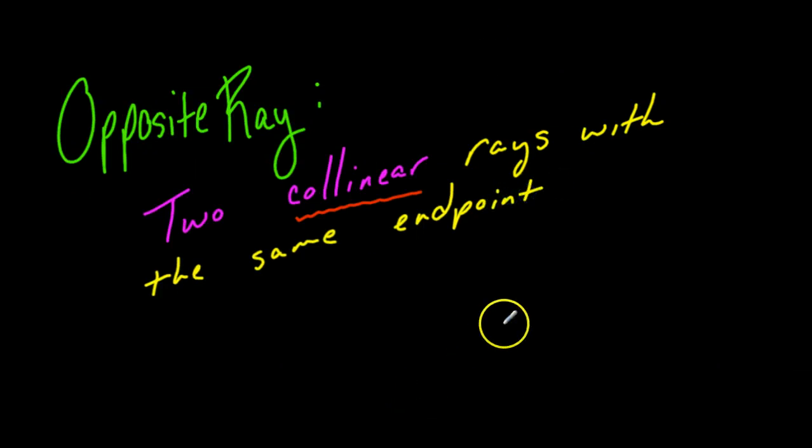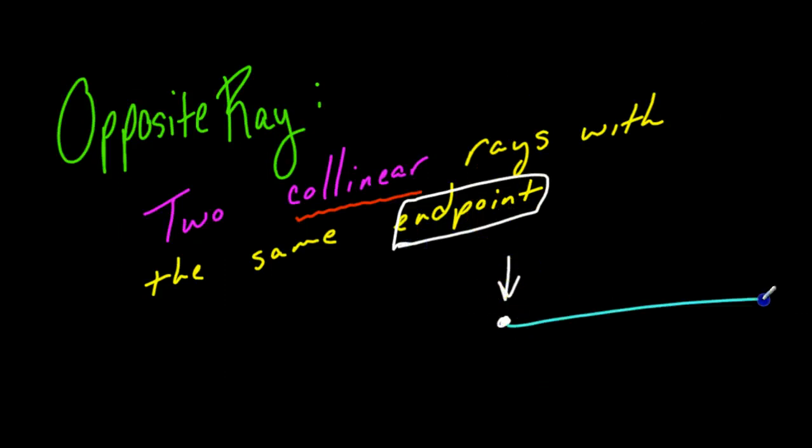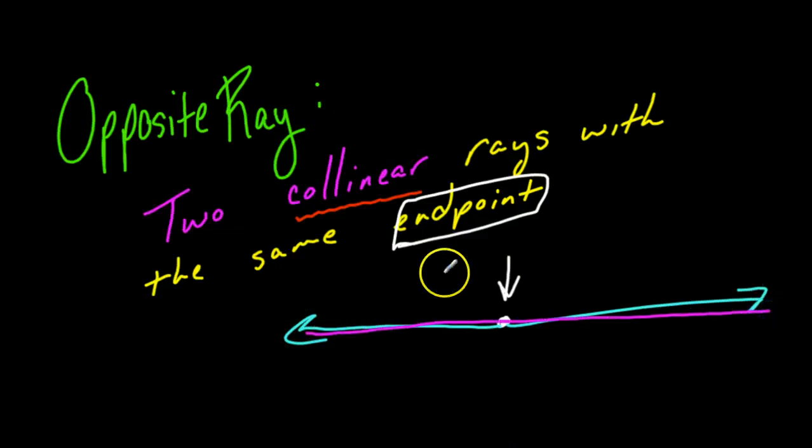You might be saying, hey, how does that work? Well, we've got one endpoint. We're going to extend it forever in one direction. Make it go off to the right there. And another ray that's on the same line, but it's got to go in the opposite direction. So two collinear rays with the same endpoint. You can basically think of it as this big straight line. Two rays that go in opposite directions.